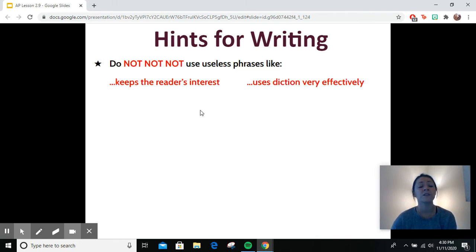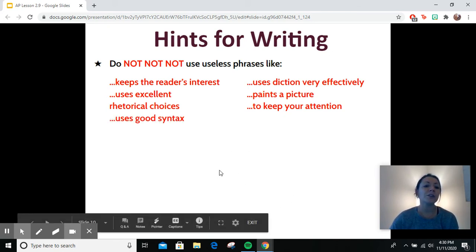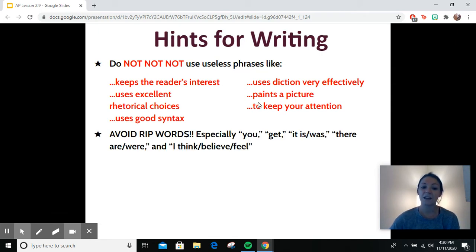Do not use these useless phrases. If I see these in your writing, I'm going to make a comment and say this is a useless phrase. You don't want to say things like keep the reader's interest. Uses diction very effectively. Remember with diction, you want to notice the specific type of diction. Use that diction handout on Schoology. Uses excellent rhetorical choices, paints a picture, or to keep your attention. The author uses good syntax. These are all no-nos. I don't want to see this in your writing.